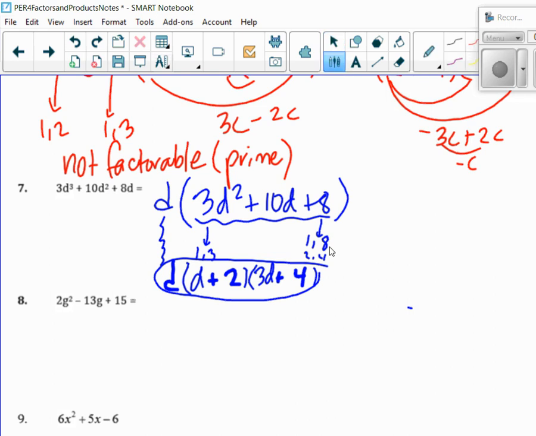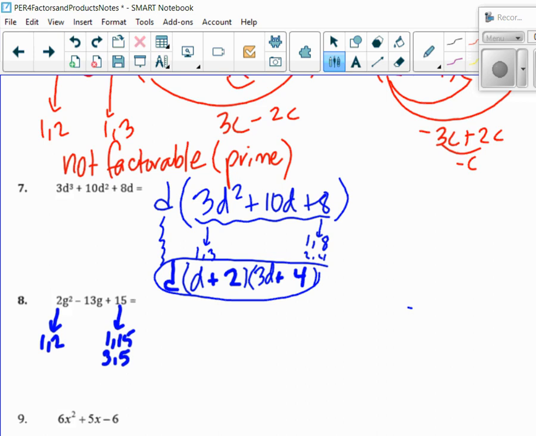You notice in the next one, for number 8, is there any GCF I can take out of it? That should always be your number 1. So no. So this is factors of 2, 1 and 2, and this is factors of 15. 15 is not prime, so it's going to be the same thing again: 1 and 15 and 3 and 5. So you're going to have to play around with this, right? Now the signs: how do I get a positive constant and a negative sum? Does everybody say they both have to be negative, right?